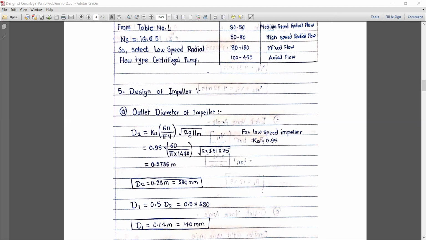Now to calculate the internal inlet diameter of the impeller, we are using an empirical relation, that is, the internal inlet diameter of the impeller D1 is equal to 0.5 times D2. So you can directly halve the outlet diameter. So D1 is equal to 140 mm.